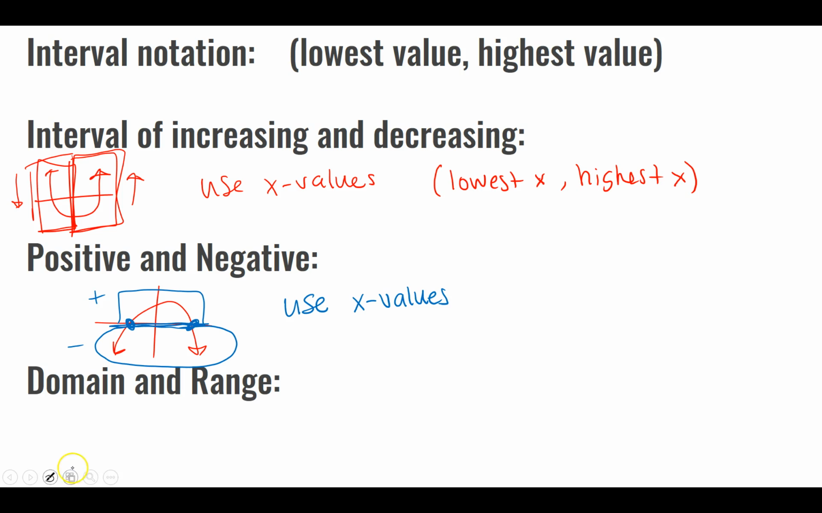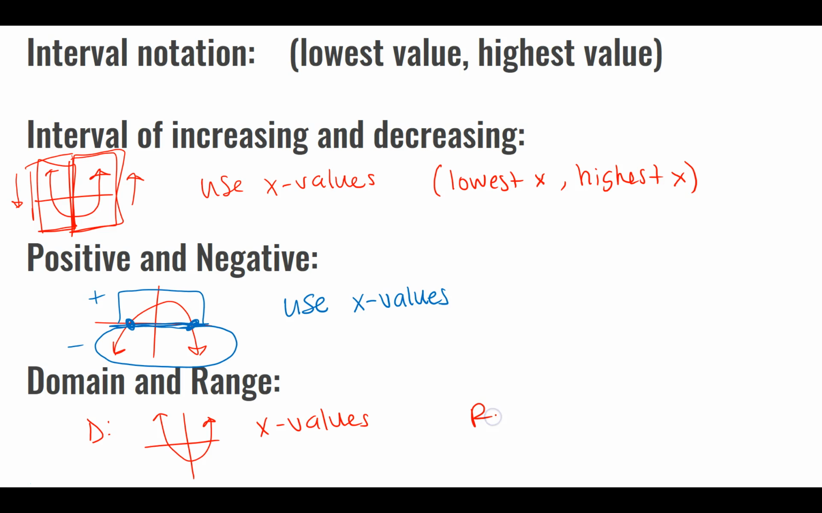All right, domain and range, okay? These are different. When we're doing domain, are we looking at x's or y's? So domain values are the x values on the graph, okay? So when we're looking at domain, we're looking at a parabola. I'm seeing what are all the x values on that parabola. So we would use x values here.